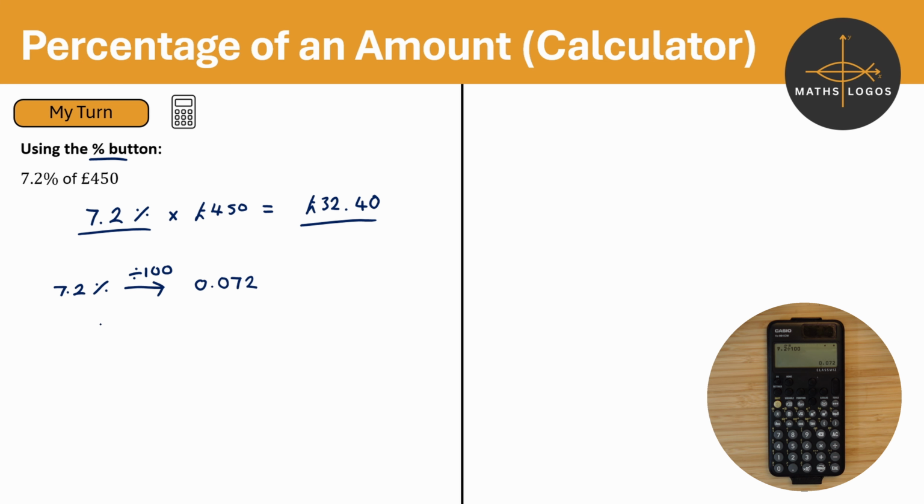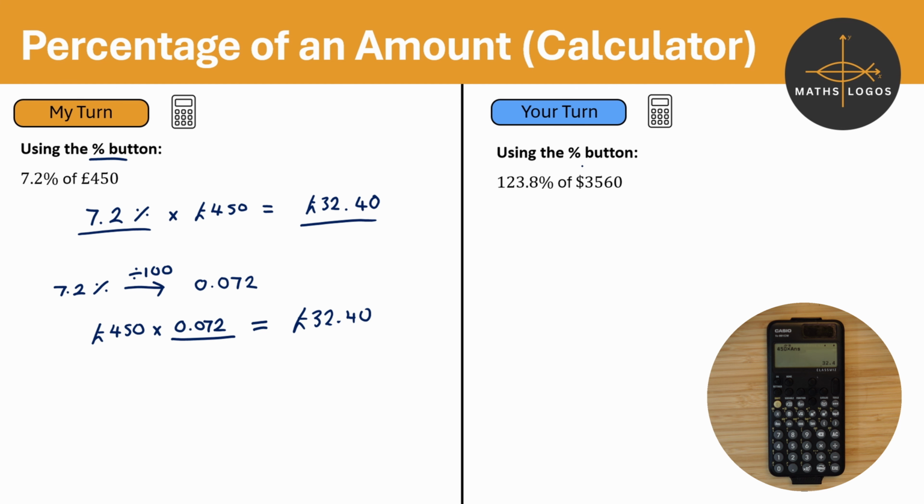And then I'll take my £450 and I'll multiply it by 0.072. Now, this is a decimal. It's equivalent to what we did above because 7.2% is equal to 0.072. So there really is no difference. It will give us the same answer. I'll do 450 multiplied by my answer, which is already stored as 0.072. And that gives me this answer of 32.4, same as what we had above.